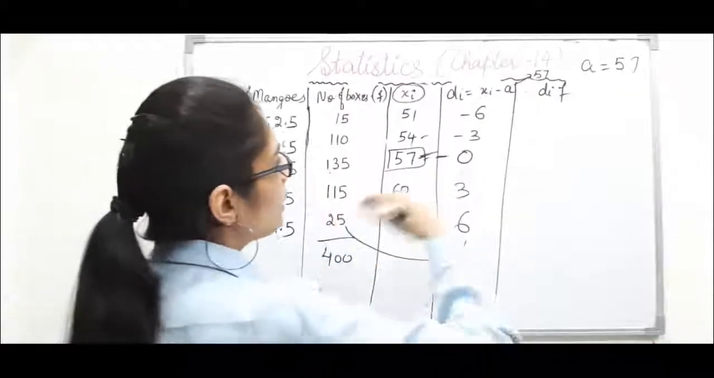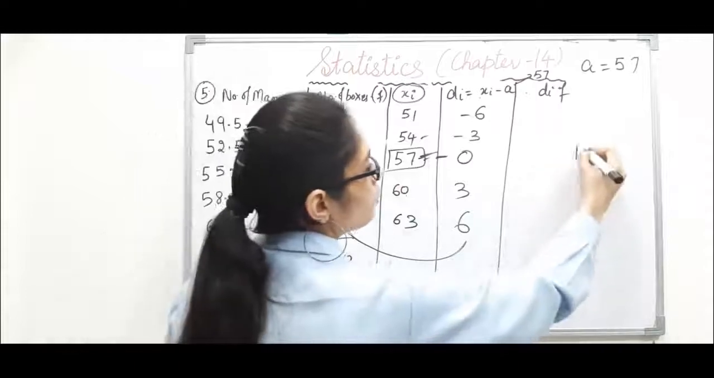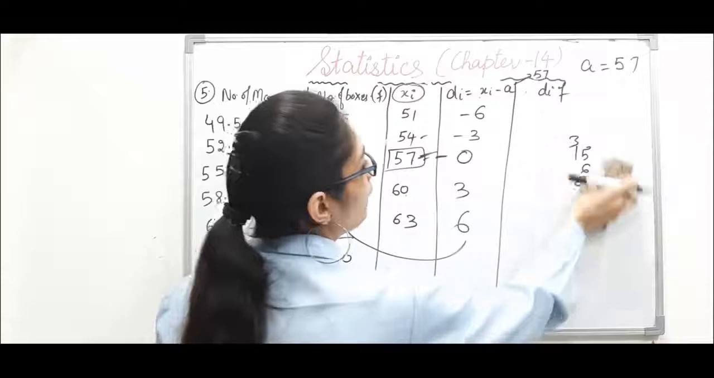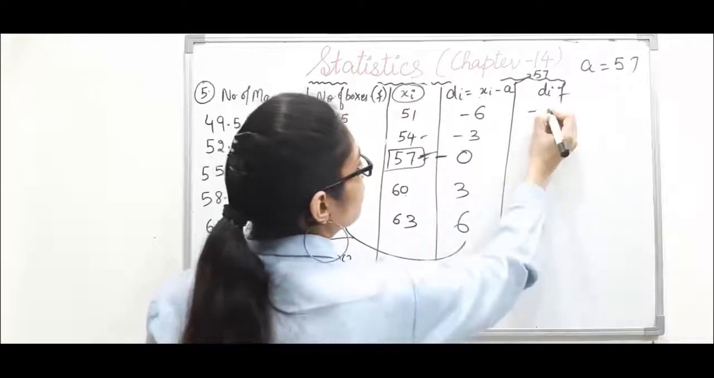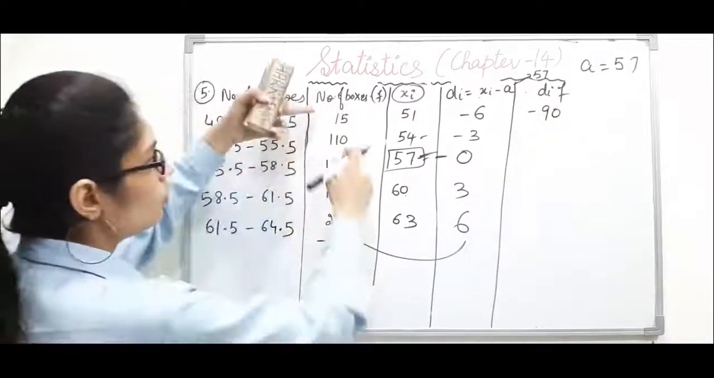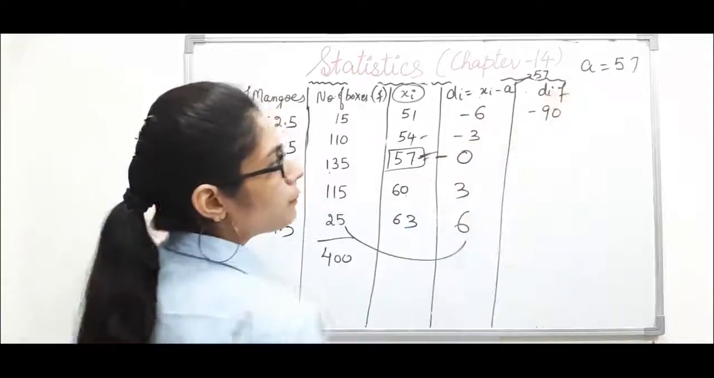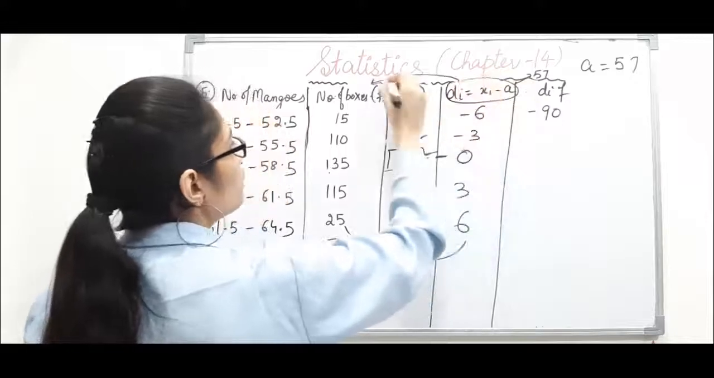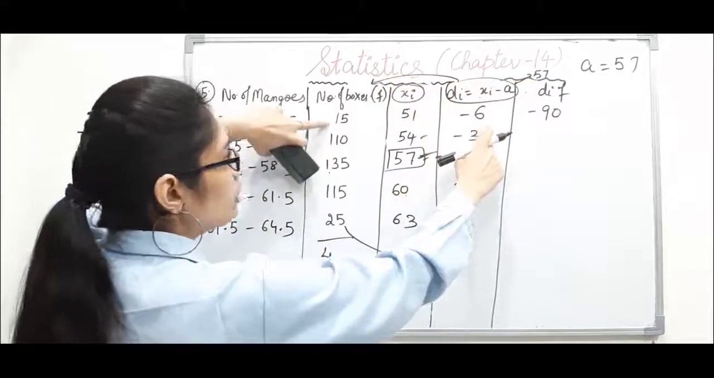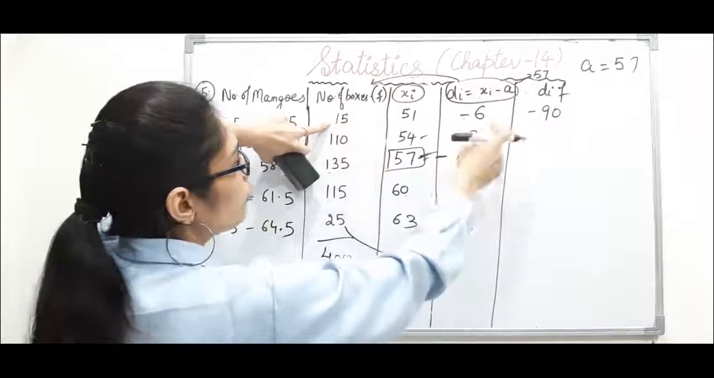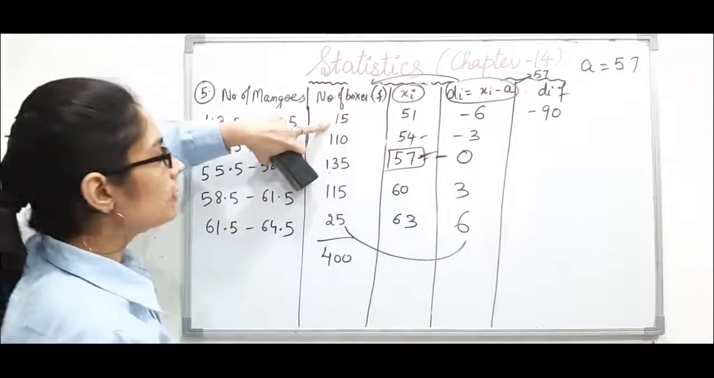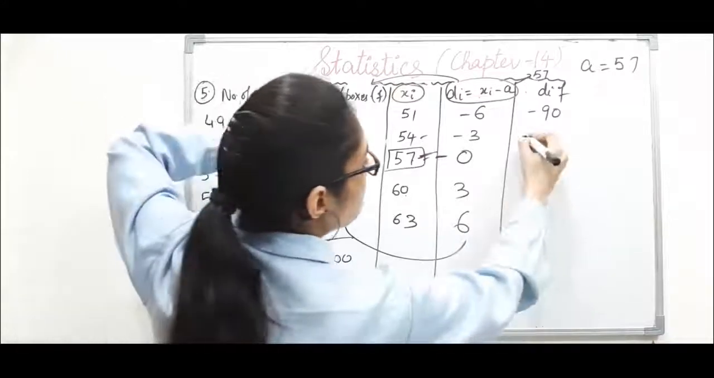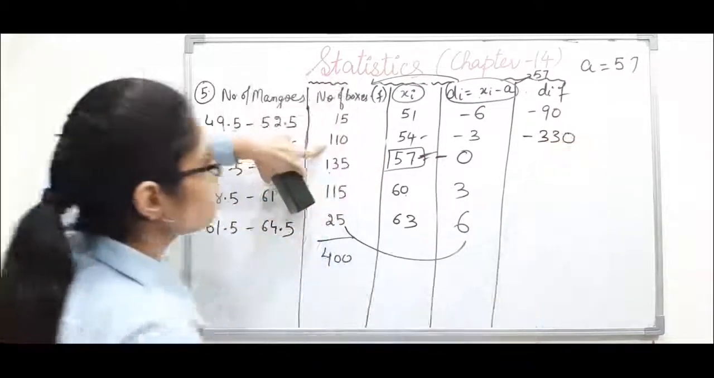So 15 multiply 6, so you will get minus 90. Multiplication we have to do. This di, it is multiplied by f. So from here you have to see, this is di, this you have to multiply with f. Di is minus 6, f is 15. So you can multiply 15 into minus 6, it will be minus 90. Now 110 into minus 3, it will be minus 330.